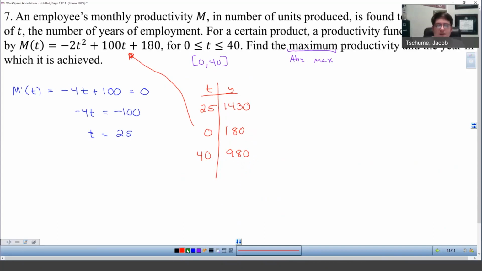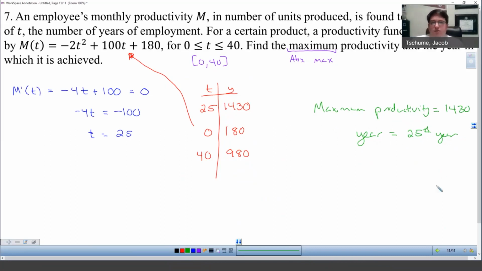So it says, find the absolute maximum productivity. Well, based on this, your maximum productivity is going to equal the largest number you found, which is 1,430. And the year in which it occurs is in the t value. So that would be the 25th year. So based on this data and this function, an employee is the most productive in their 25th year of employment, starting from their 0th year, which is when they're hired, up to their 40th year when they retire.